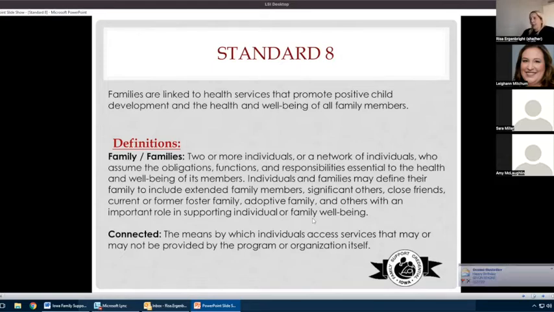And then the other one is connected. In this way, we're talking about connecting a family to a health service. So it's the means by which an individual accesses a service that may or may not be provided by the program or organization itself. So connecting could mean that you're connecting them with someone within your own organization that provides that health service, but it could be outside that organization as well, to a pediatrician, to a clinic, to medical coverage, to a medical home. It could be anything, but it's that connection.